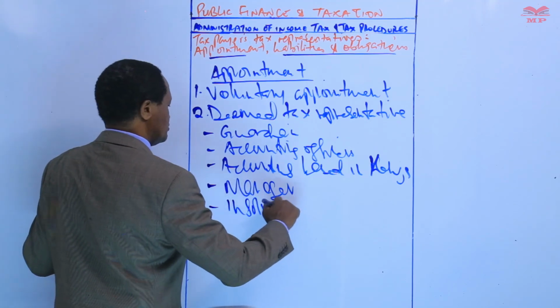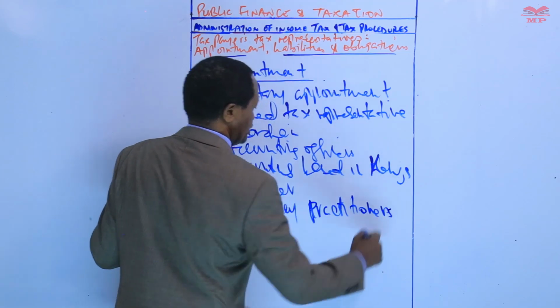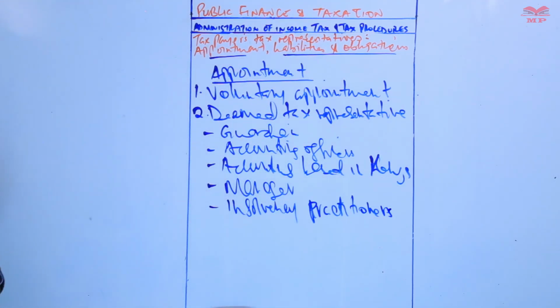Insolvency practitioners like administrators, receivers, and liquidators appointed to manage the affairs of a taxpayer are also deemed representatives. There could also be non-resident persons required to register for VAT who do not have a fixed place of business in Kenya. The law requires them to appoint a tax representative in Kenya.